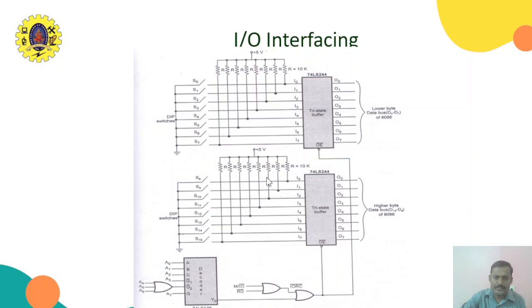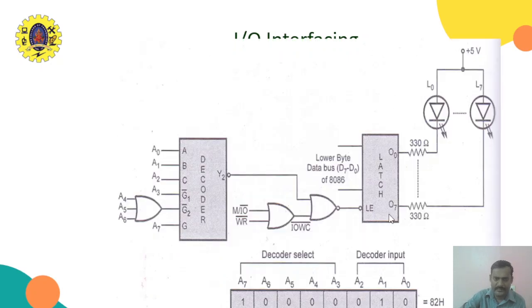Look at this. This is also a similar configuration. Here we are taking 2 ports. These have one address and these have another address. Whenever we give the particular address for this, this chip is enabled and these keys are read. If we give an address for this chip, these I/Os will be read and connected to the data bus. So multiple I/O devices can be interfaced. Look at this output device.